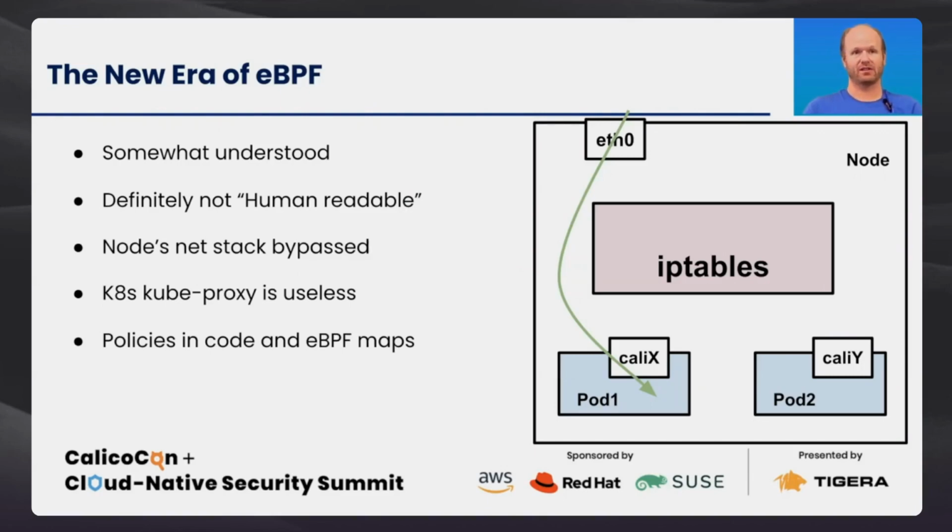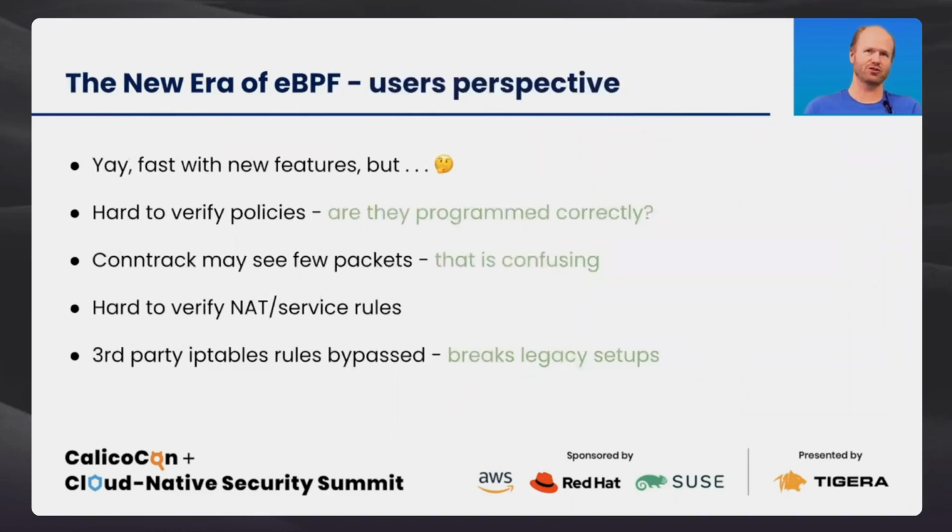Another problem is the policies. The policies are code, and it's bytecode and it's assembly when you want to dump it, and it may refer to eBPF maps that have a different format and depends on the project, and that's not quite easy to decipher. So from the user's perspective, we got something which is real fast. It has great features, but it's hard to verify whether the policies that you specify through the Calico interfaces are the policies which are programmed.